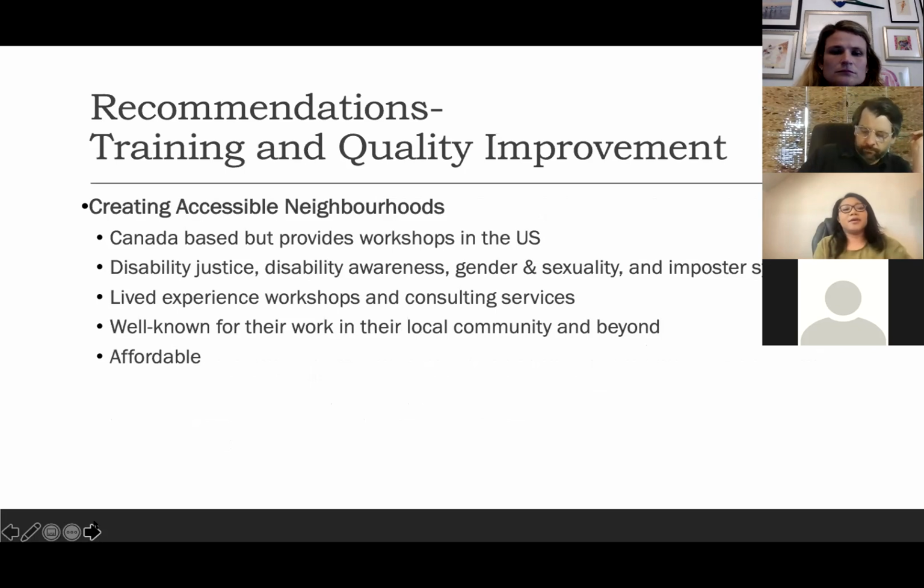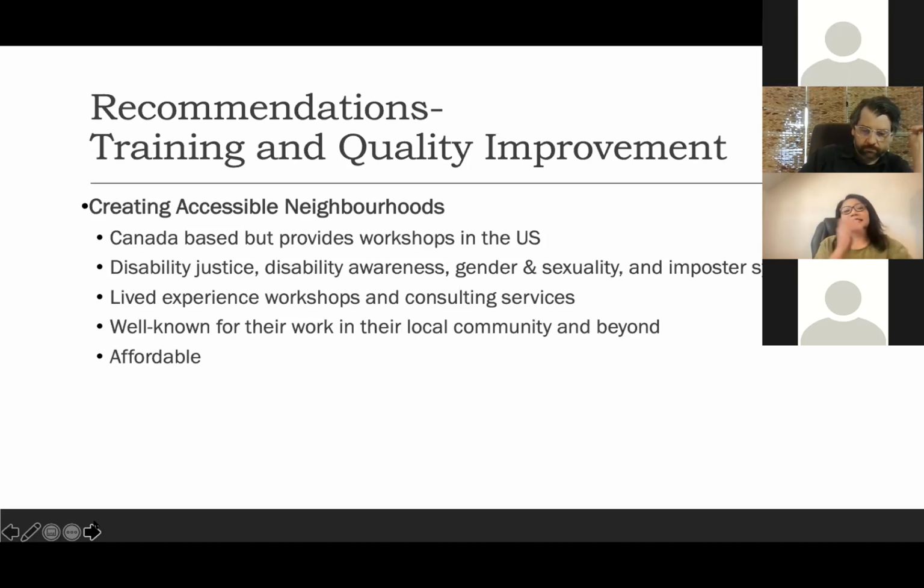The next program we identified is Creating Accessible Neighborhoods. So Creating Accessible Neighborhoods is a Canada-based organization, but provides workshops throughout the US as well. During research, we found that there was a lack of programs that truly encompass disability justice. Some of the other programs I discussed do have a disability justice component, but do not actually have training that is comprehensive on disability justice. They focus on disability justice, disability awareness, gender and sexuality, and imposter syndrome. And they provide lived experience workshops and consulting services. They are well known for their work in the community and beyond, and are very affordable, being the least expensive workshop identified.